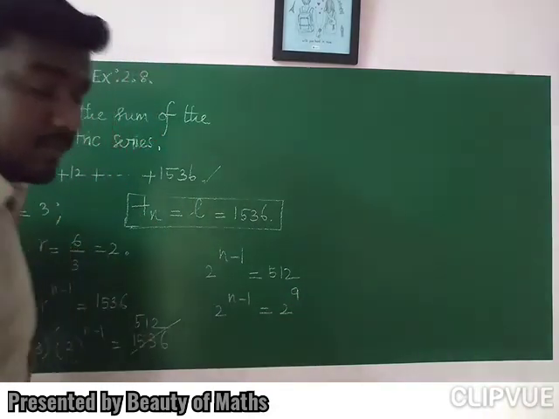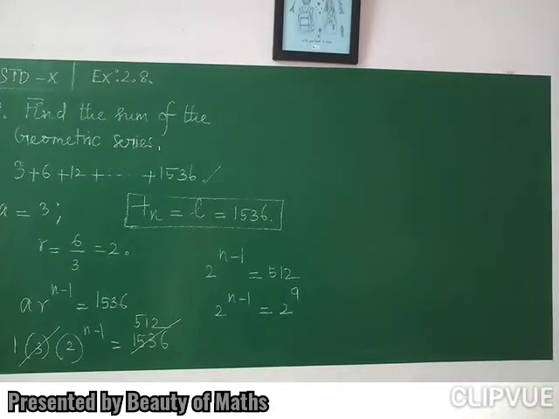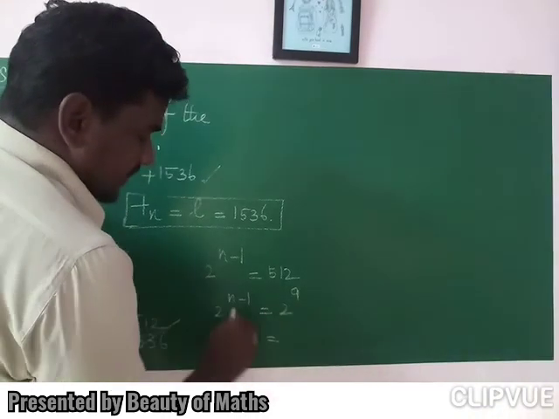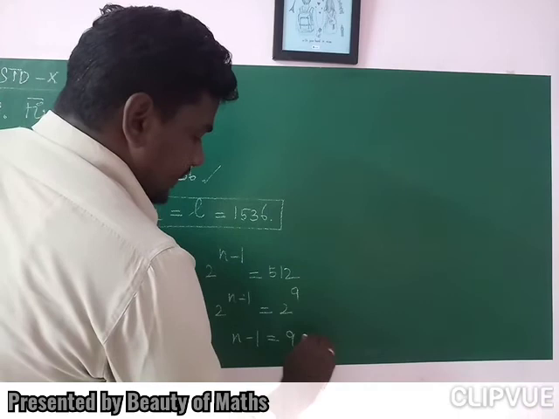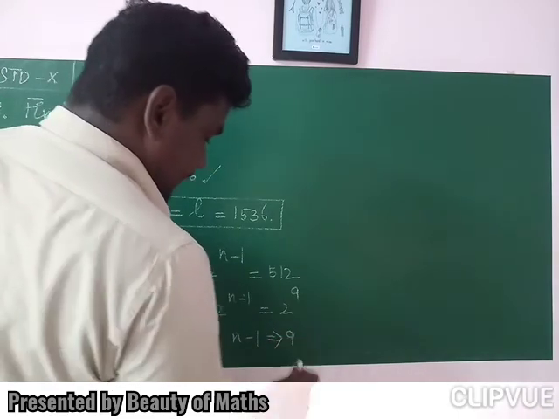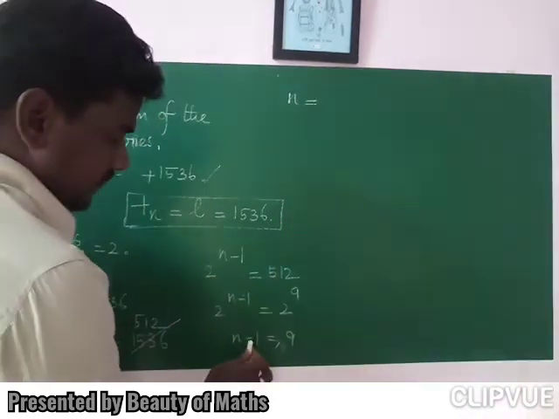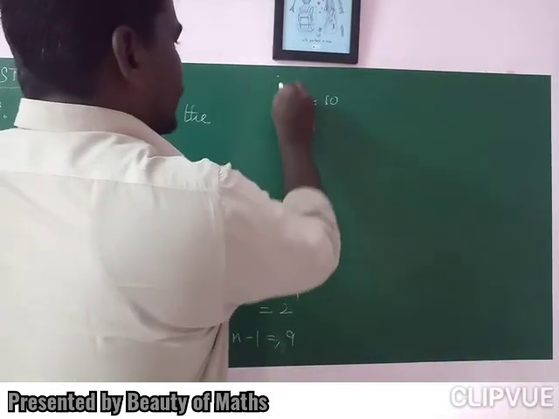So bases are the same on both sides, so we can equate their powers. So n minus 1 is equal to 9. So n is equal to, this minus 1 becomes plus 1, so n is equal to 10.